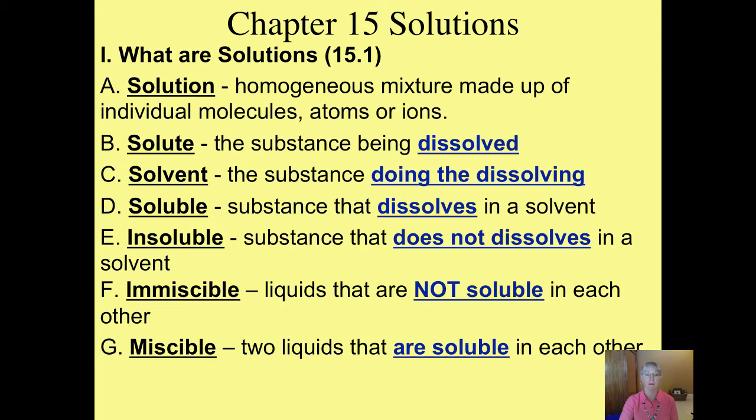So I'm going to pause here for a second and give you a chance to make sure you have the definitions down of the basic terms that we need to start this chapter on solutions.